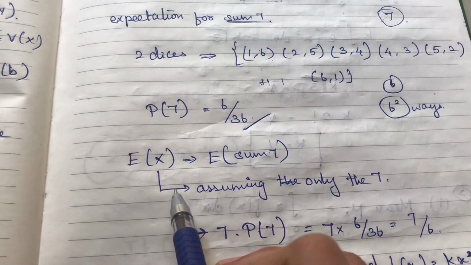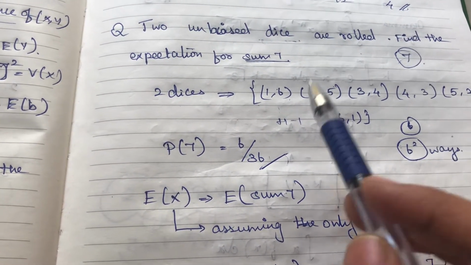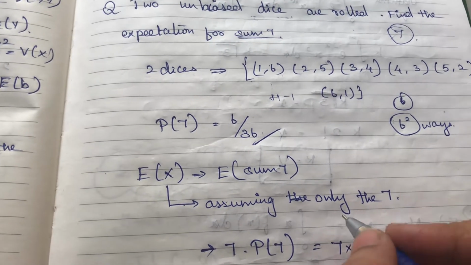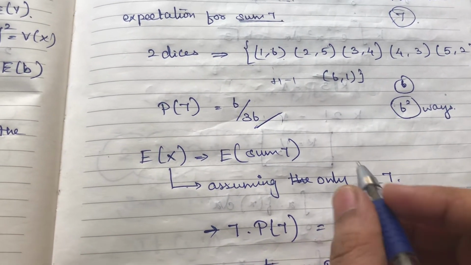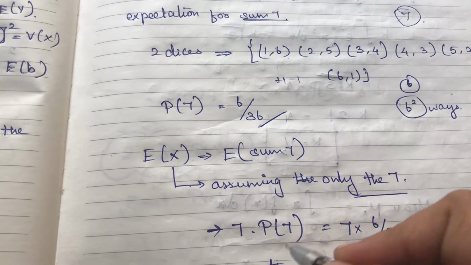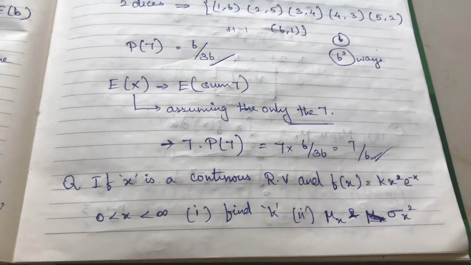And then expectation of x, which is nothing but expectation of sum 7. Sum 7 means we need to assume only the 7. So I'm just taking the 7 outside, 7 into p of 7. So we will get the answer soon.